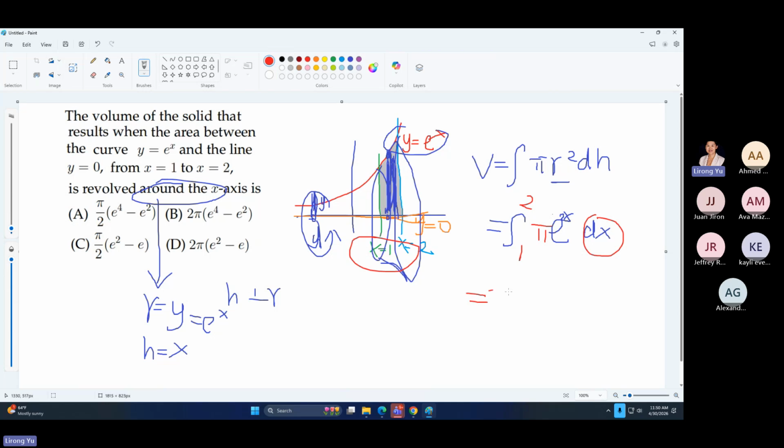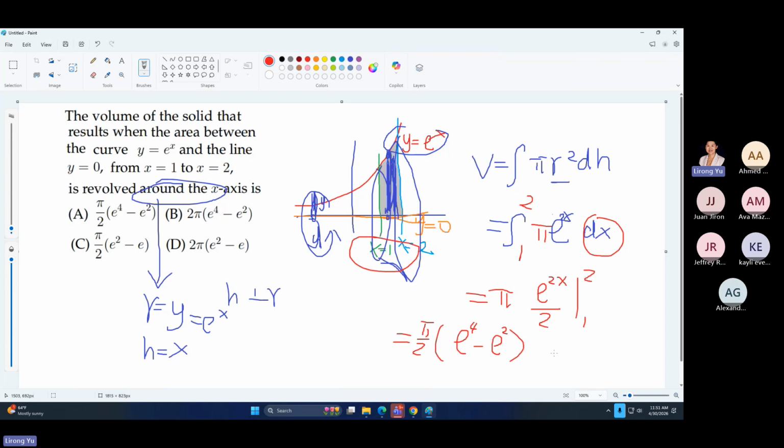So for the integration, pi is a coefficient, and the antiderivative of e to the 2x is e to the 2x divided by 2. It's the chain rule. And we put in the upper limit and lower limit, which are 2 and 1. So the calculation will be pi over 2 times e to the 2x. When x equals 2 it's e to the 4, minus when x equals 1 it's e to the 2. So that will be the whole calculation.